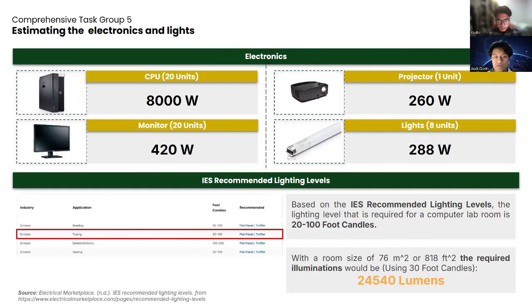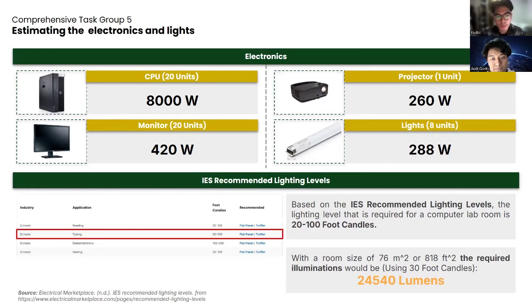According to the IES recommendation of lighting levels, the lighting level we would need for a computer room such as ours is around 20 to 100 foot candles. With the room that we designed, around 76 meters squared, or around 818 feet squared, the required illumination if we use 30 foot candles is around 24,540 lumens.